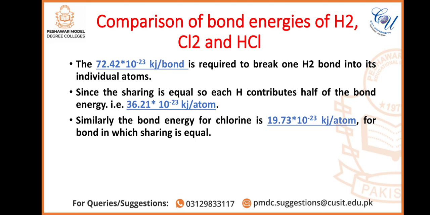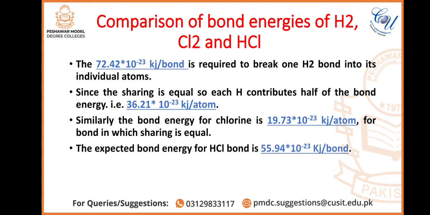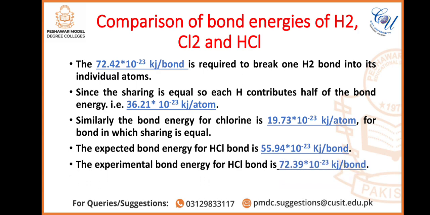So from these bond energies, we can expect or calculate the bond energy of the HCl molecule, which is 55.94 × 10^-23 kilojoule. But the experimental or real value for HCl is 72.39 × 10^-23. So why does the experimental value vary from the expected or calculated one?